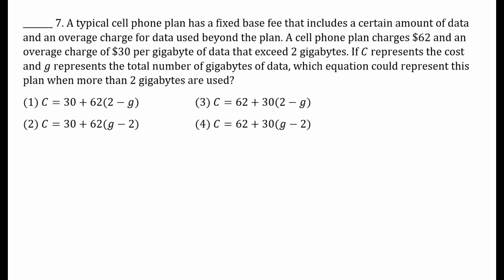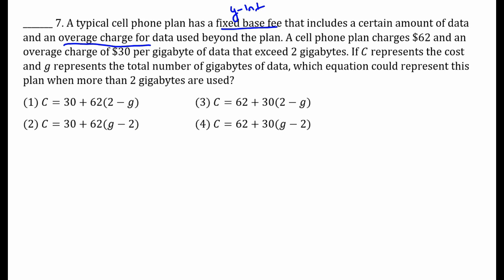Number 7, a typical cell phone plan has a fixed base fee. That sounds like a y-intercept type thing. And a certain amount of data, and an overage charge for data used beyond the plan. So you have some fee that you pay up front and then an overage fee.